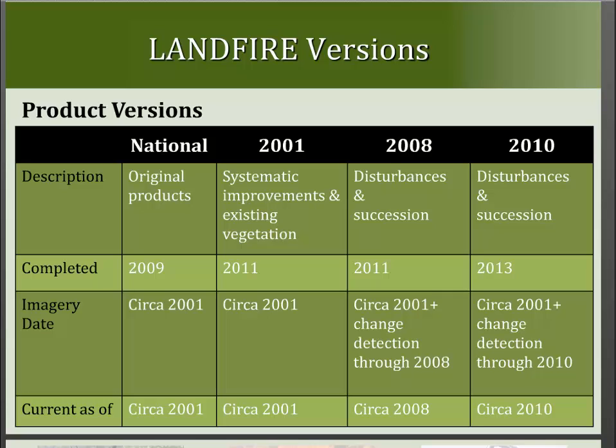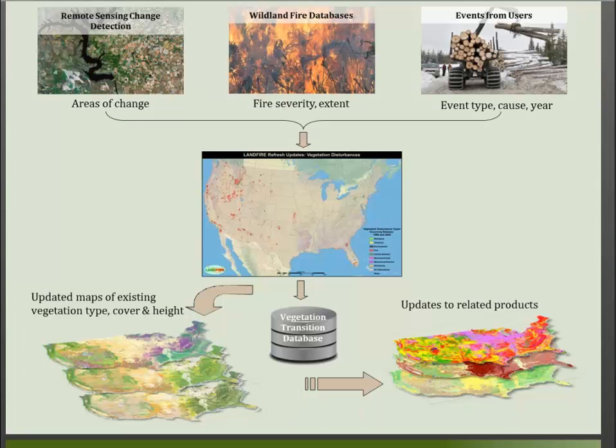And we have planned a full remap, which will be different than the refresh process, which I'll go over a little bit here. So imagine you have the LANDFIRE national data set, and then you have remote sensing, wildfire databases, and events from you guys. And then we get the disturbance data set that you see in the middle of the screen. We transition vegetation types based on a database and that information you give us.